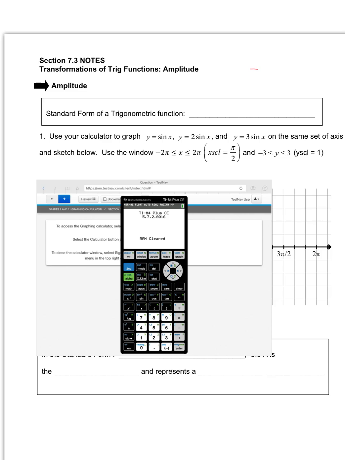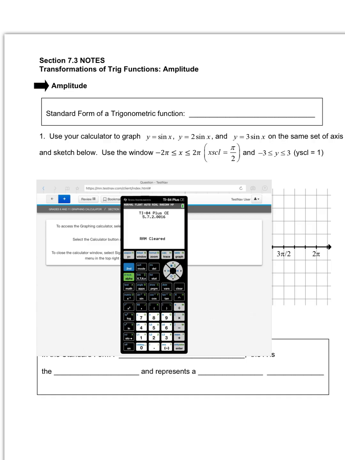Lesson 7.3, we have transformation of trig functions. This time we're going to talk about the amplitude. Just think about the amplitude being the height of the graph. It's a vertical stretch for us, and so we'll talk about doing that.